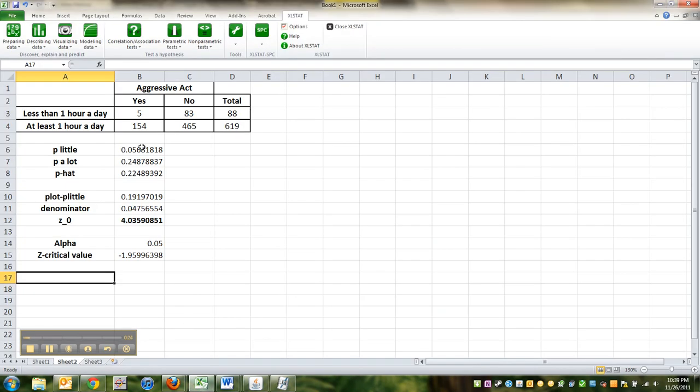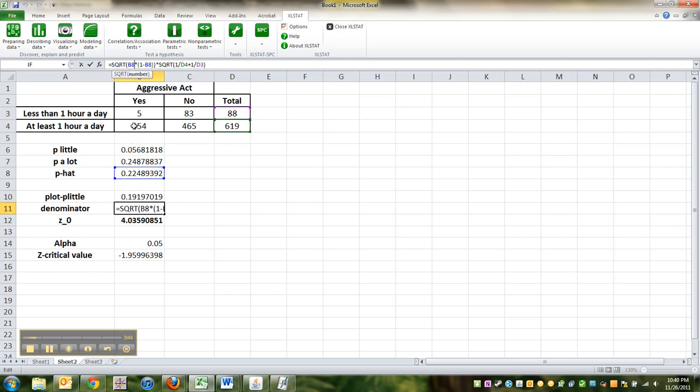What I did was I changed here to the P for a little, which was the less than an hour a day, which is 5 out of 88, and the P for a lot right there. And then we found that P hat before. So what I did was then I took the difference in the two P hats, the P for a lot minus the P for a little, a bit of TV watching. And then I found that giant denominator.